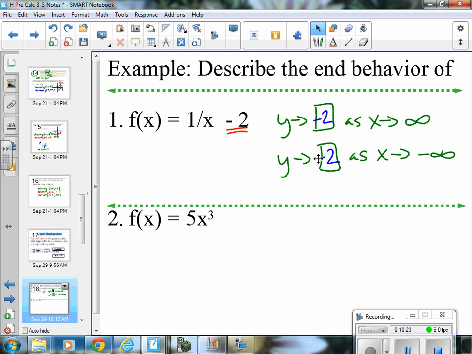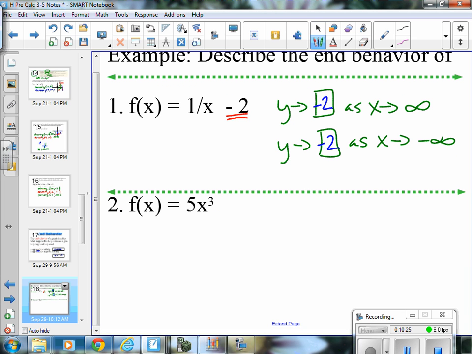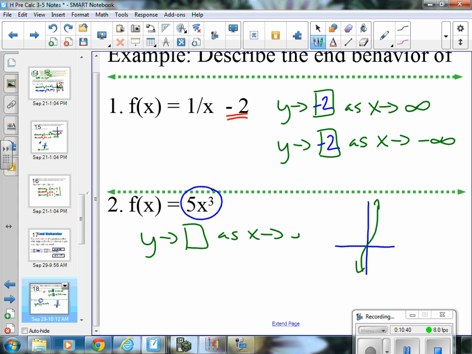All right, let's talk about some polynomial parent graphs here. X to the third, I think everybody's pretty familiar, pretty confident with what x to the third looks like. The 5 does what? Makes it skinnier, super rough sketch. But let's talk about what would happen here, end behavior. Y approaches what as x approaches infinity? And y approaches what as x approaches -infinity.